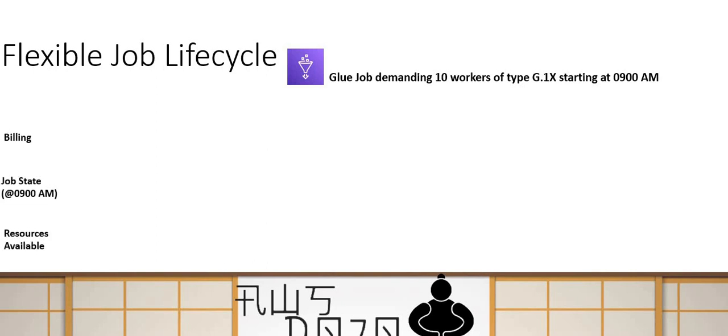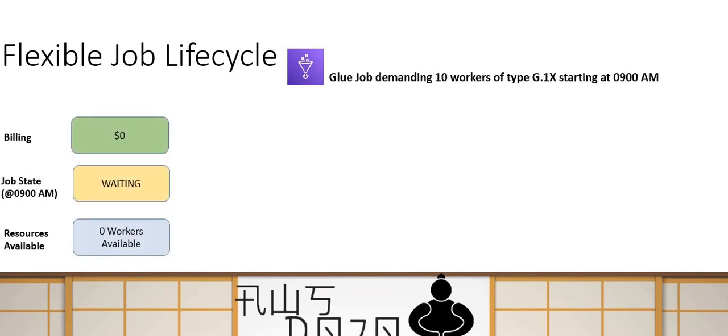So we will check this whole life cycle based on three parameters: billing, the state of the job, which will start at 9 a.m., and resources available. So let's suppose the 9 a.m. time comes. Then what happens? Suppose 9 a.m. time comes, and then the spare capacity, the resources available. I should probably label it as spare capacity, but it's okay, fair enough.